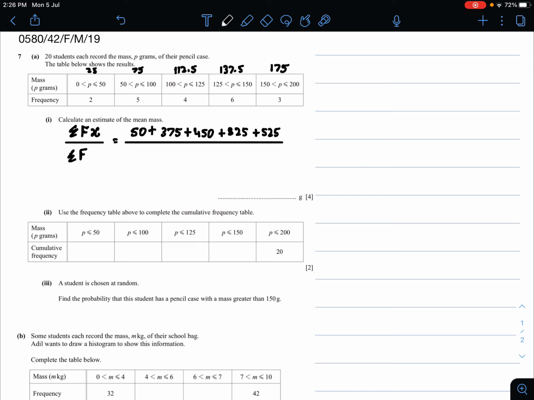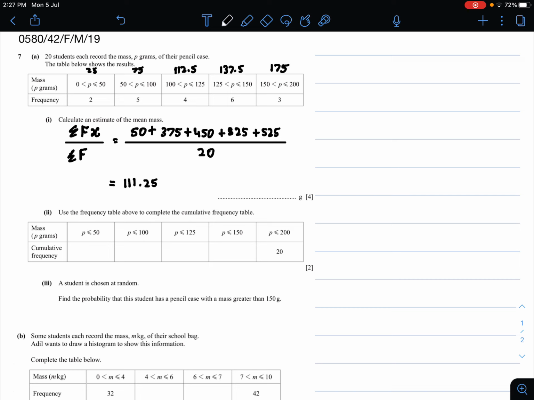divided by the summation of the frequency. So that would be 20 students. Now all you need to do is simplify and get an answer. So 50 plus 375 plus 450 plus 825 plus 525, whole thing divided by 20. You will get the answer as 111.25.